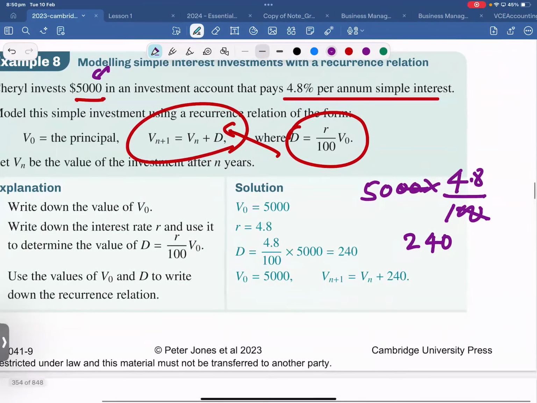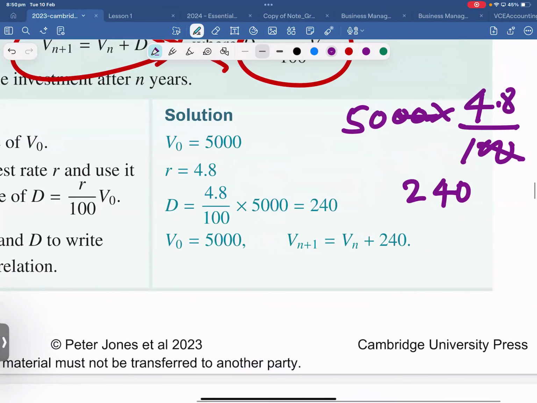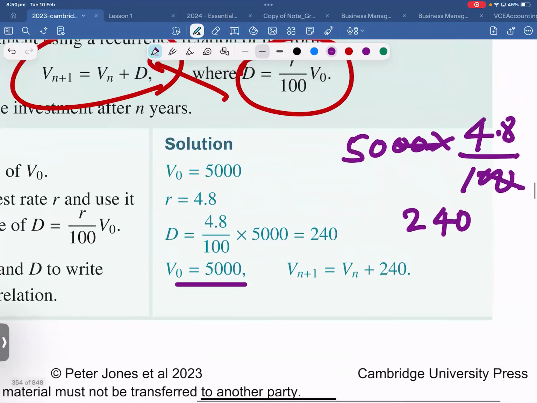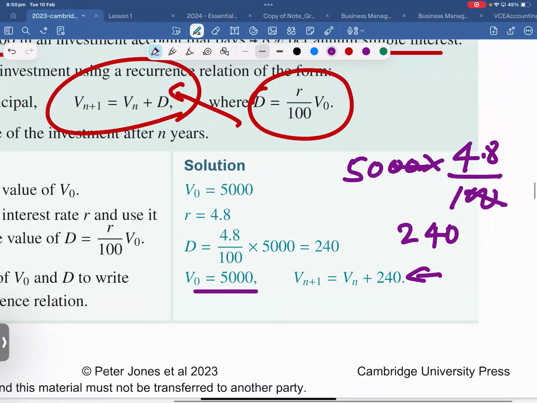Right. Now, what's the rule? The rule is, V0 is 5,000, Vn plus 1 is equal to Vn plus 240. Why 240? Because that is by how much our investment increases every year. Every time it will be 240.